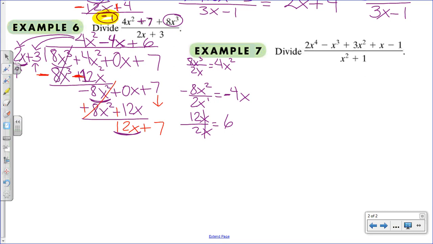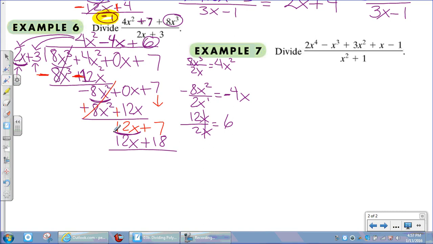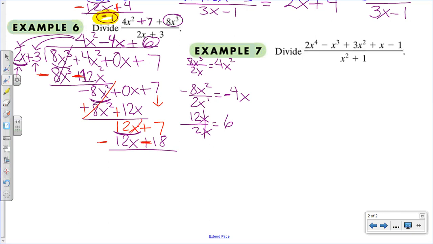So that goes on top, part of the quotient. Then we multiply 6 times 2x, and that will be 12x. Then we multiply 6 times 3, and that is positive 18. However, we need to subtract, so that goes to negative, that goes to negative.